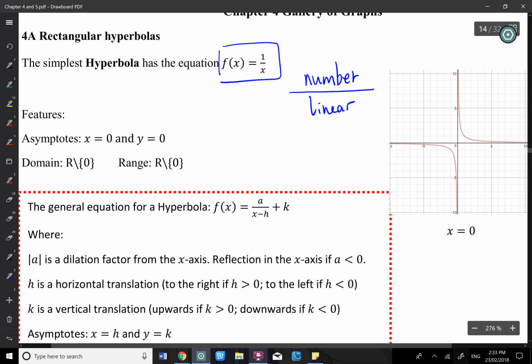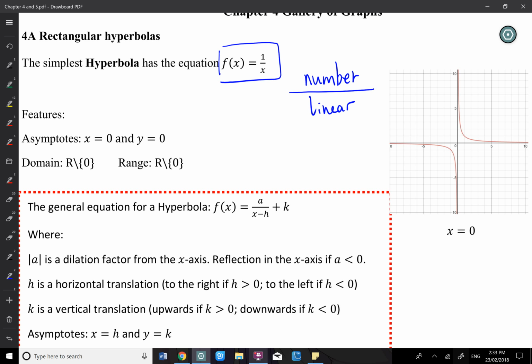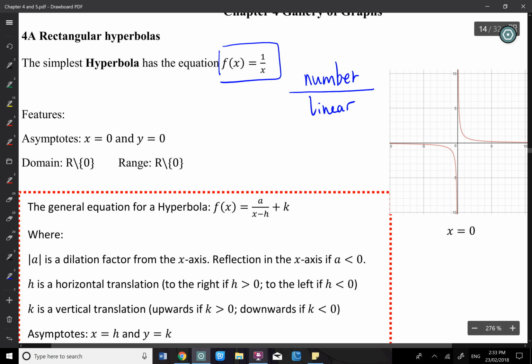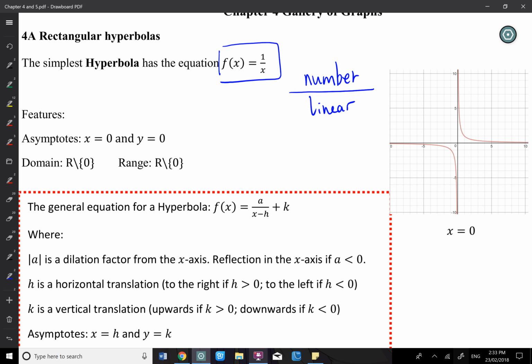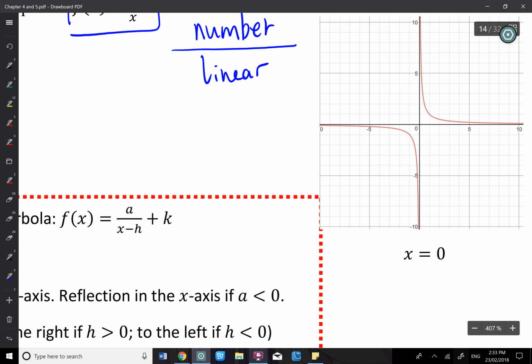With a number like 3 over 2x plus 2, that's a hyperbola function. It requires a number on top and a linear at the bottom. That's how you recognize whether it is a hyperbola or not. The simplest graph looks like this. That's 1 over x.